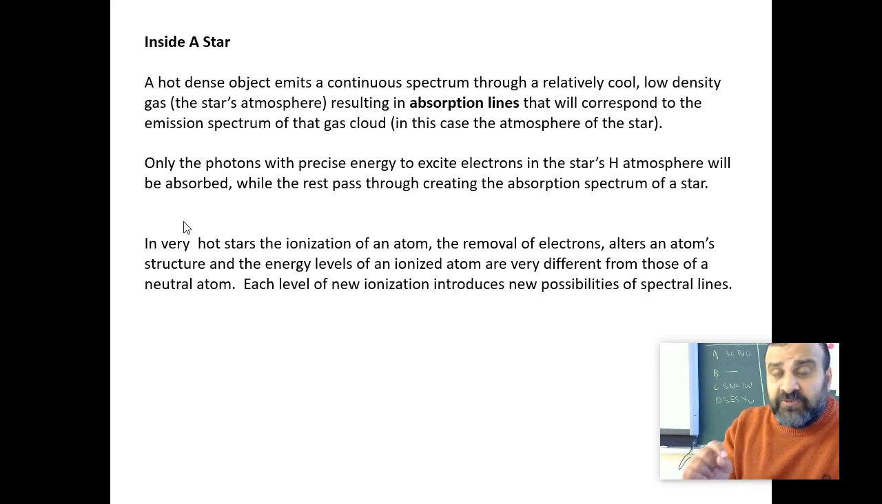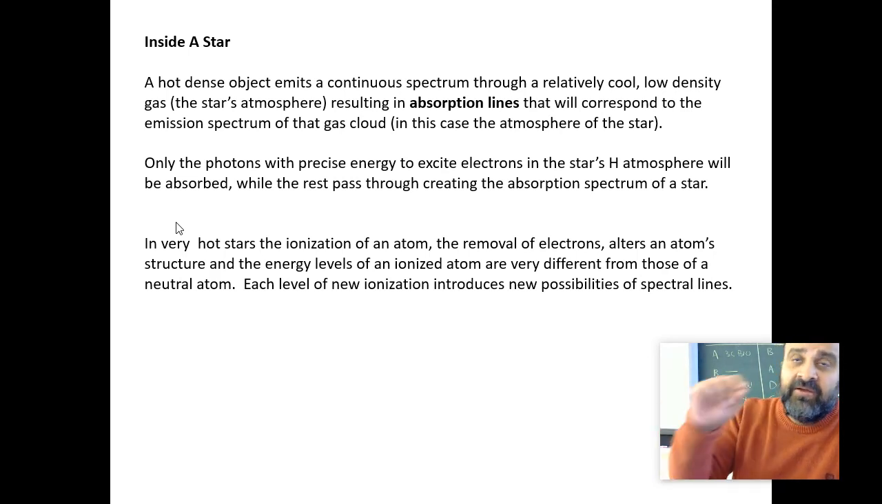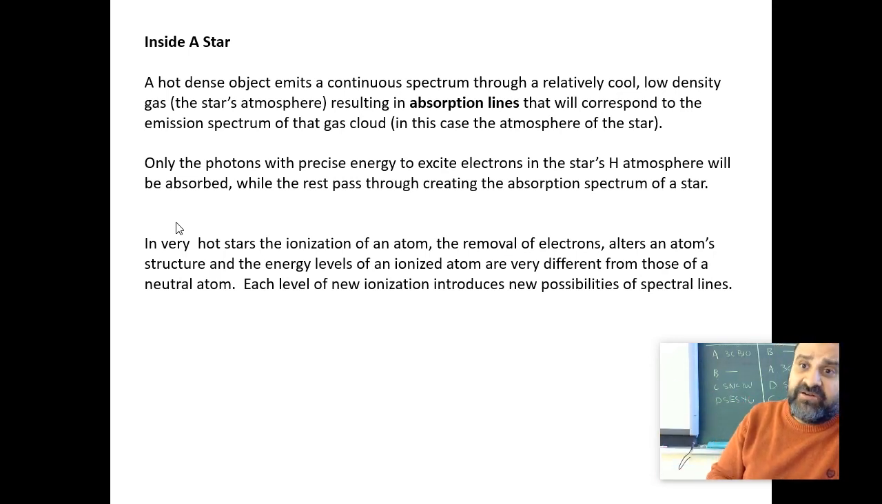So only the photons that have that specific energy to jump an electron from one orbit to the next, or from one orbit to the second, or from one orbit to the third, right? Only the specific energies will be absorbed. If a photon has 1.5 energy, it will pass through and come out and reach our eyes.